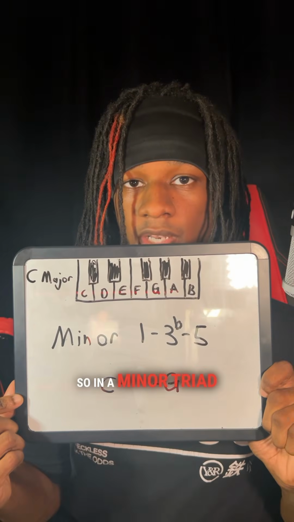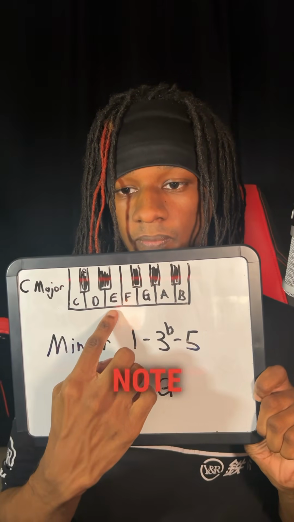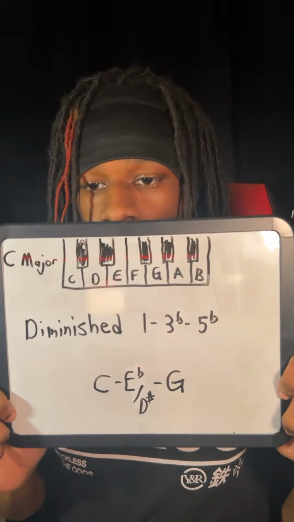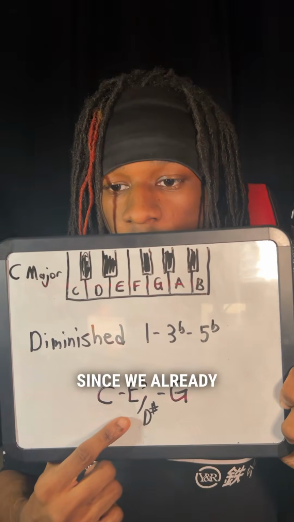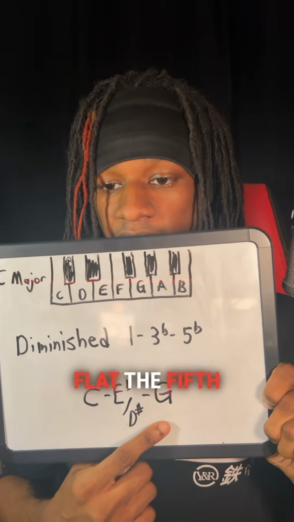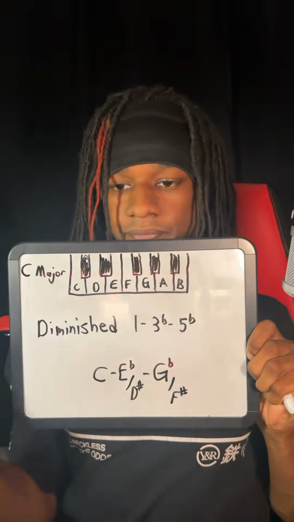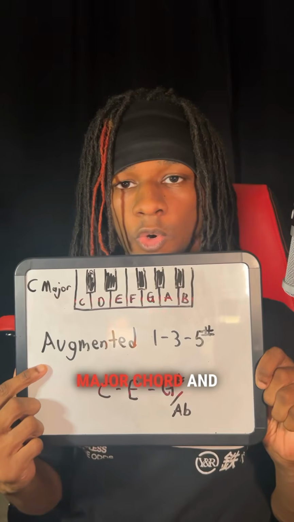So in a minor triad, you can see the third note is flatted. What does that mean? So E is the third note. To make it flat is to go down one note, E flat or D sharp. In a diminished chord, you flat the third note and you flat the fifth note. Since we already flatted the third note, we just have to flat the fifth note, flatting G down to F sharp or G flat.